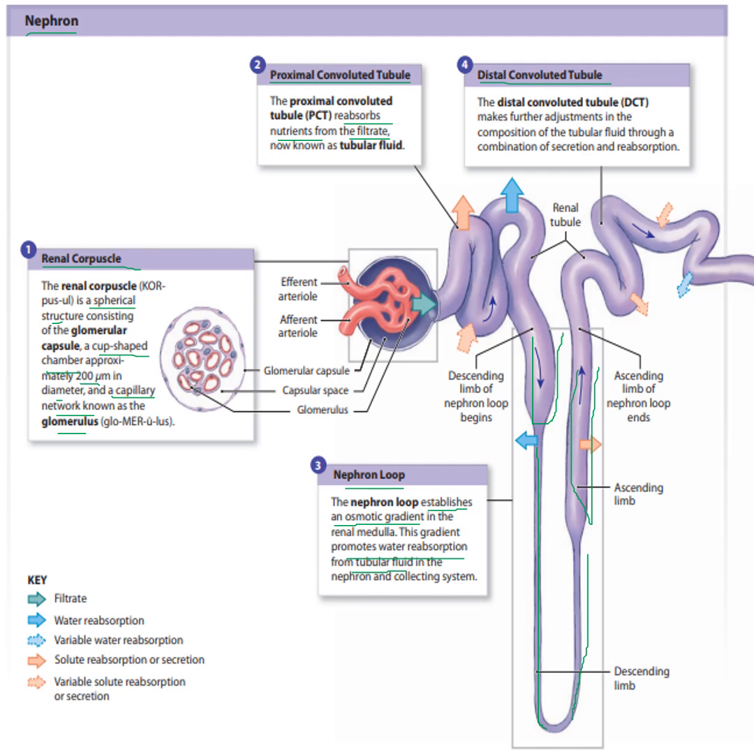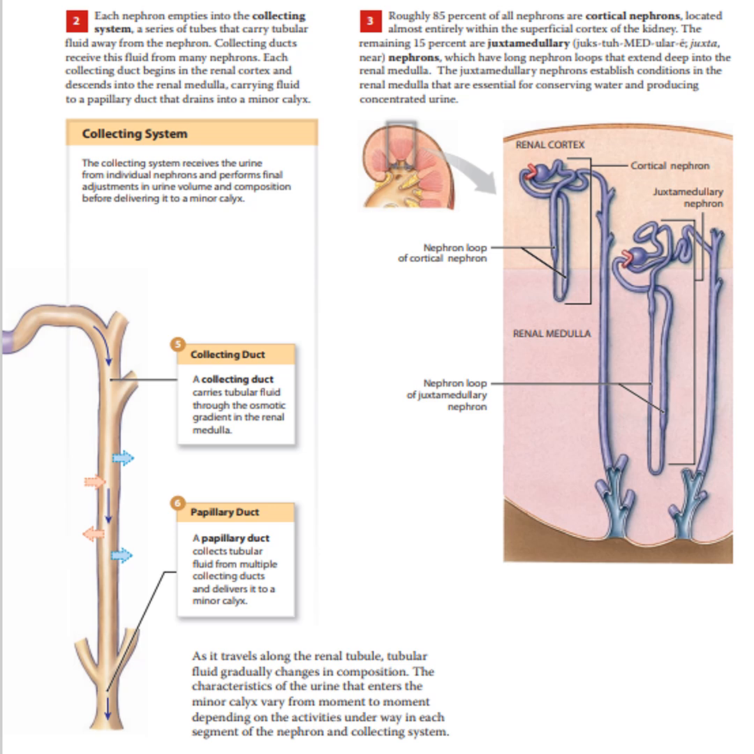The distal convoluted tubule makes further adjustments in the composition of the tubular fluid through a combination of secretion and reabsorption. As you can see in this image, it is the collecting system of the kidney, which mainly forms from the collecting duct and the papillary duct. The papillary duct opens in the renal papilla, then minor calyx, major calyx, ureter, and further like this.